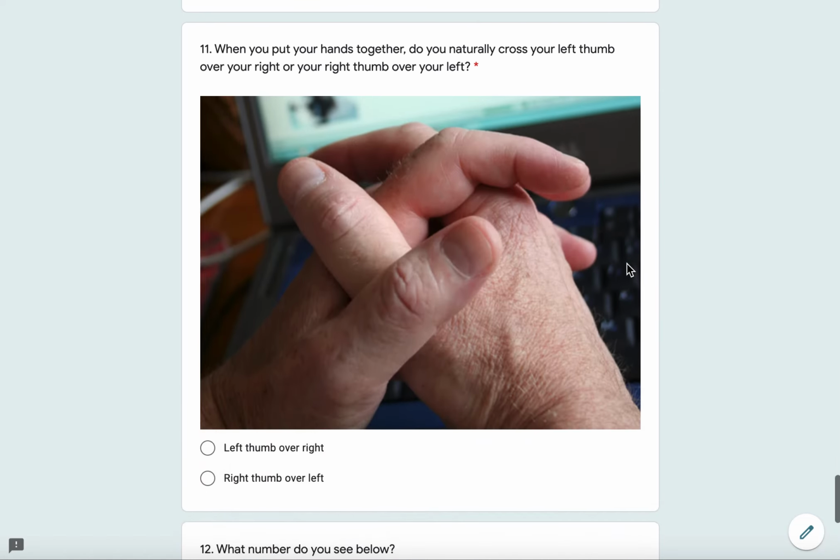Number 11. We'll try to put both hands together. Let's give it a try. In 5, 4, 3, 2, 1. Is your left thumb on the top or the right thumb on the top? There is one side that is more natural than the other. If your left thumb is on the top, go ahead and click the first one. If your right thumb is on the top, go ahead and click the second choice.